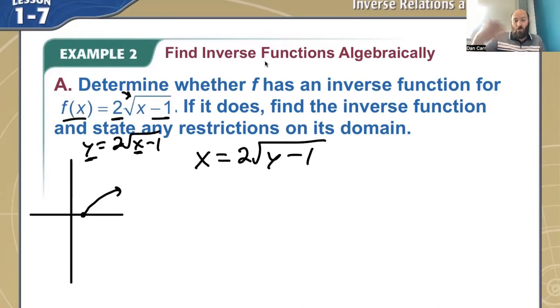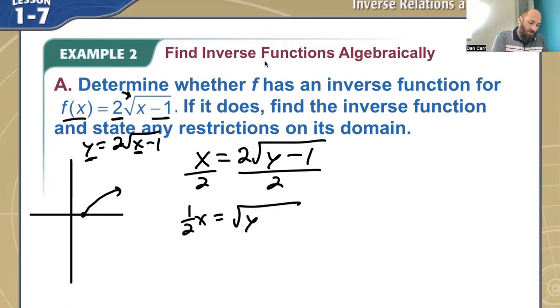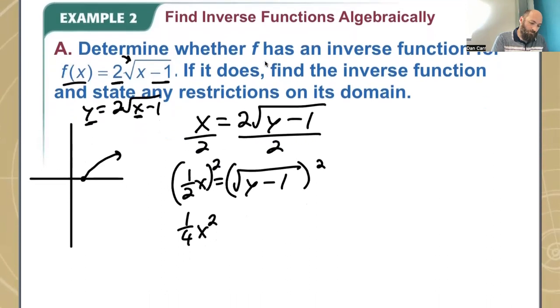The goal now is to solve for y. So when I do that, I'm going to undo the order of operations here. So I have subtraction, I got square root, and I got the multiply by 2. So I'm going to start with dividing both sides by 2. So that'll be 1/2 x is equal to the square root of y minus 1. From there, we're going to square both sides so we can get rid of the square root symbol. So I do that, I got 1/2 times 1/2 is 1/4, and that'll be 1/4 x squared, and that's going to equal y minus 1.